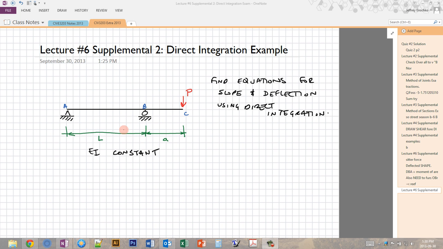In this video, I'm going to do an example of how to solve for slope and deflection along a beam using the direct integration method. So this is basically using the Bernoulli-Euler beam theory and the integrals that come out of that theory to determine slope and deflection as a function of x along the length of the beam.